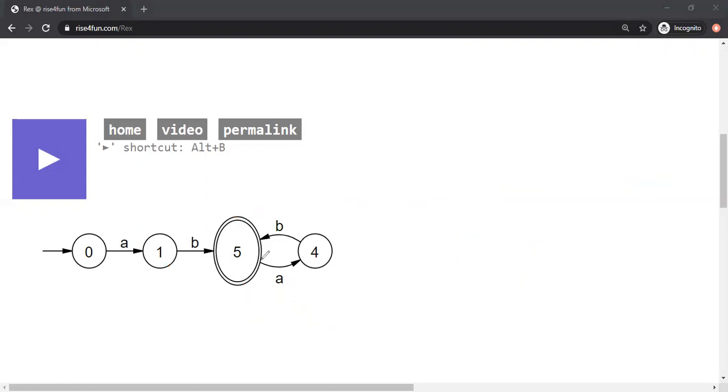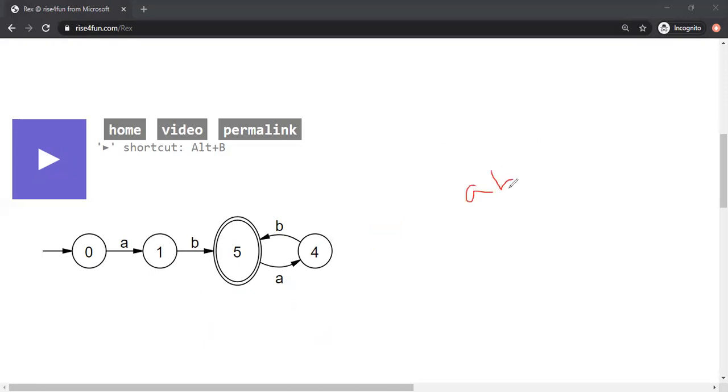To summarize, if you feed in AA, this is not going to be accepted, because the first A takes you to state 1, and the next A is not modeled, which means it goes to the error state. What about AAB? Of course, it's also an error state, because as soon as you see the second A, it goes to the error state. Let's look at the other examples now.